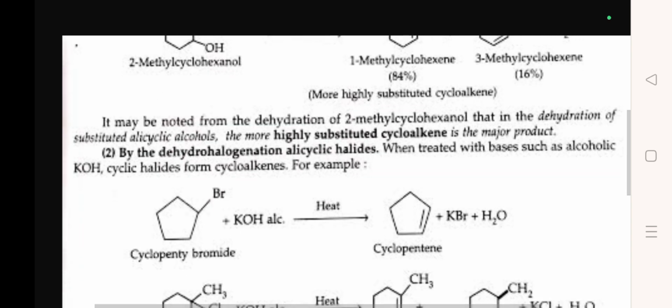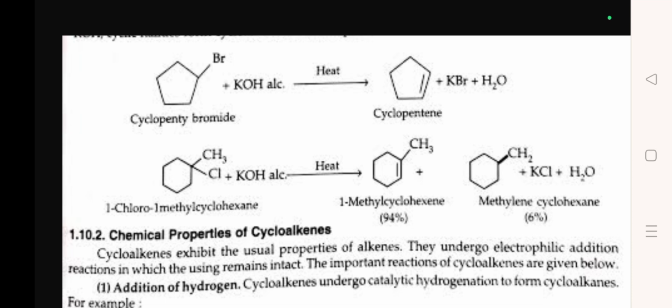By the dehydrohalogenation of alicyclic halides: when treated with bases such as alcoholic KOH, cyclic halides form cycloalkenes. For example, cyclopentyl bromide plus KOH in the presence of heat gives us cyclopentene, and 1-methyl cyclohexyl halide plus KOH, which is in alcoholic form, in the presence of heat gives us 1-methyl cyclohexene plus methylene cyclohexane.